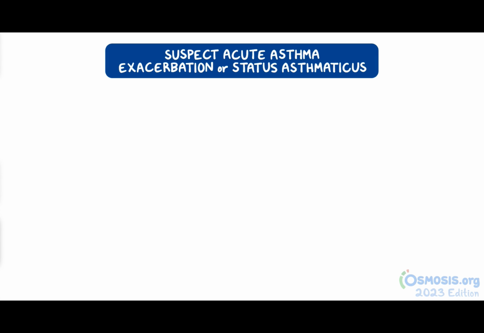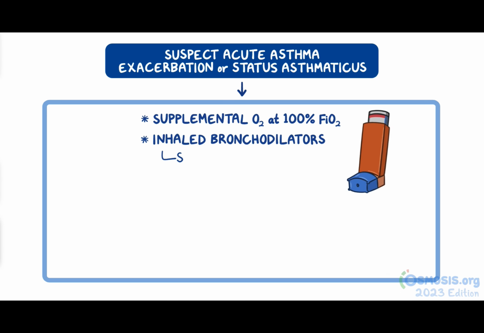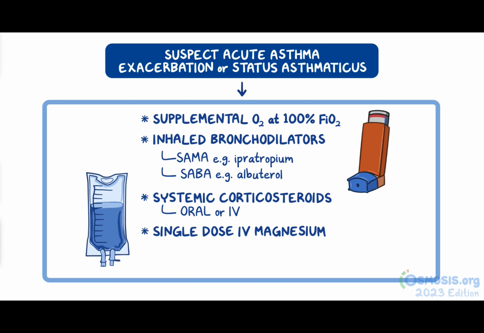If this is the case, suspect acute asthma exacerbation or even status asthmaticus, and immediately administer supplemental oxygen at 100% FiO2, inhaled bronchodilators, including a short-acting muscarinic antagonist like ipratropium, and a short-acting beta agonist or SABA like albuterol, as well as systemic corticosteroids, either oral or IV. If the patient doesn't respond to treatment, you can also give a single dose of IV magnesium.